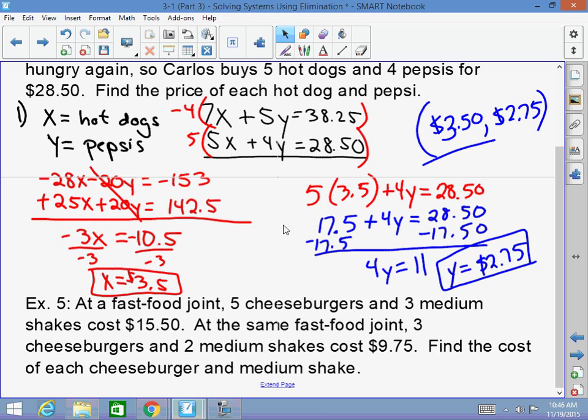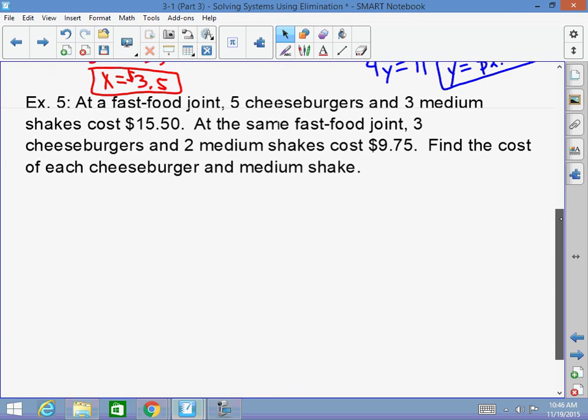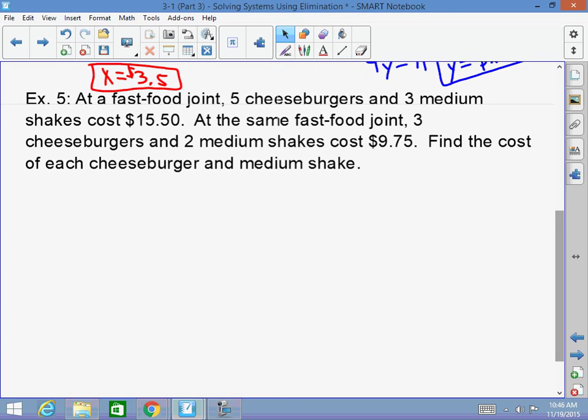All right. Let's go to the next one. Okay, at a fast food joint, you got 5 cheeseburgers and 3 medium shakes cost $15.50. At the same fast food joint, you got 3 cheeseburgers and 2 medium shakes cost $9.75. Find the cost of each cheeseburger and medium shake.